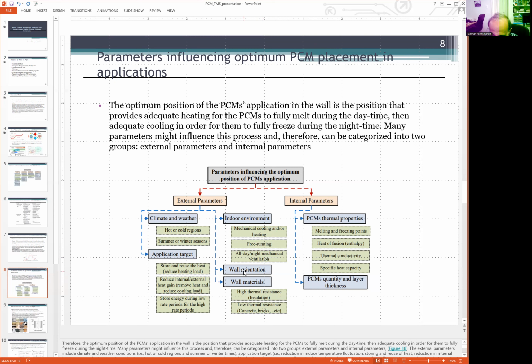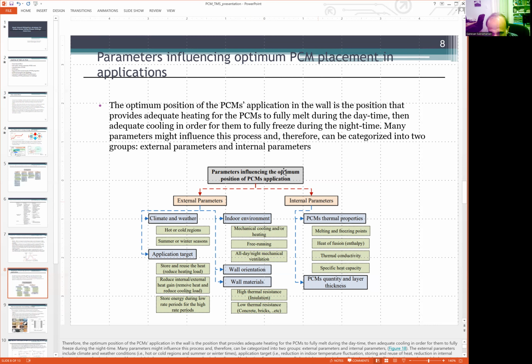Now, how are the walls orientated? What are the wall materials? You need high thermal resistance for insulation to hold the heat, or do we need low thermal resistance, like concrete, bricks, etc., so that you don't waste the heat?